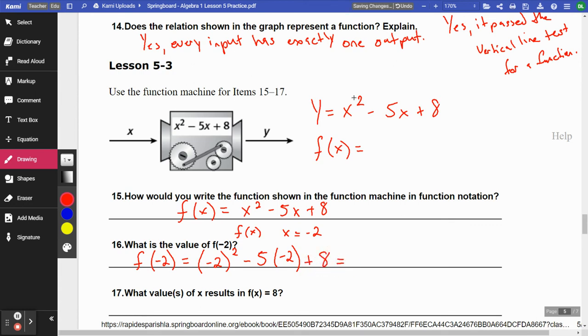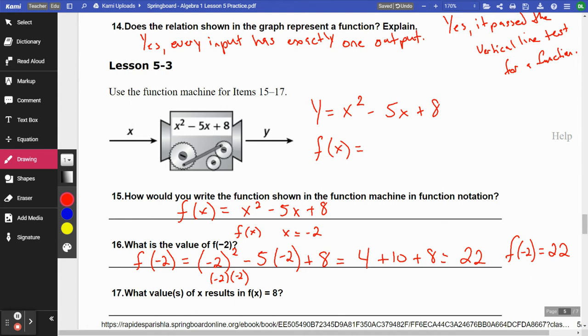-2 squared, that's a -2 times a -2. That's going to be a 4. -5 times -2 is going to be a 10. And then plus 8. And so that is going to be 22. So f of -2 is 22, which means the output is 22. The y equals 22.